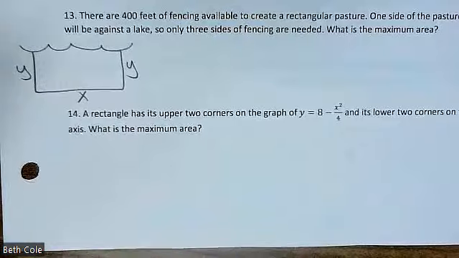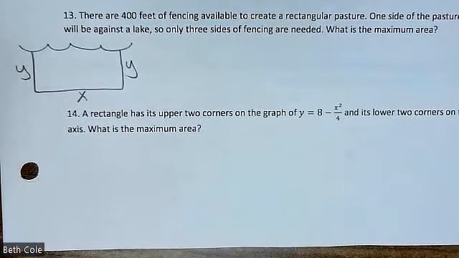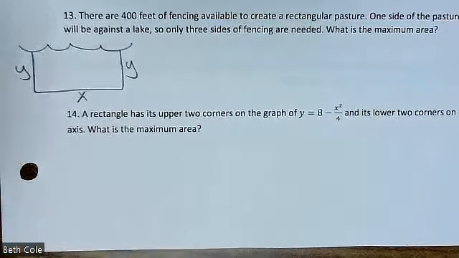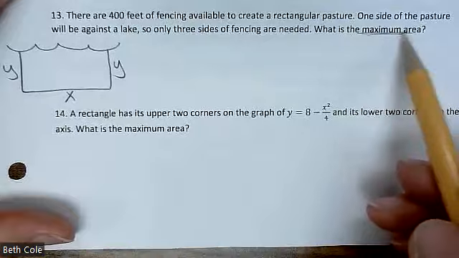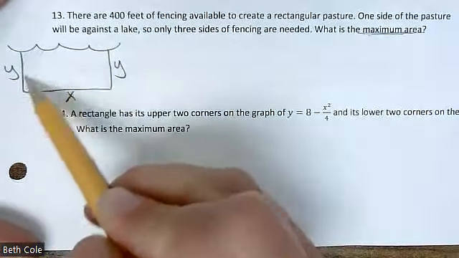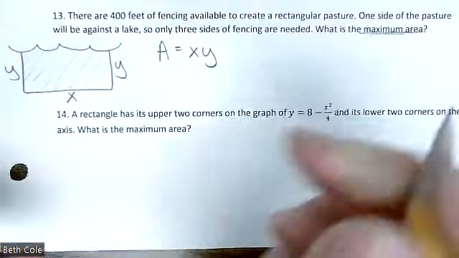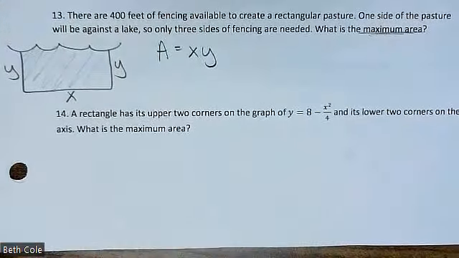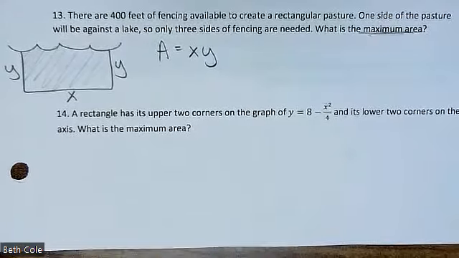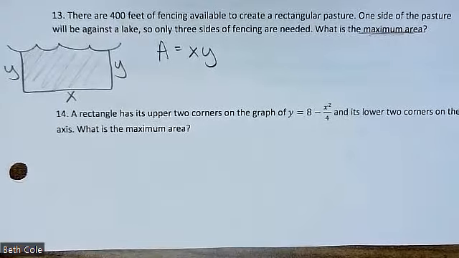Optimization. It's not a new concept. Maximums and minimums. It's just a word problem. You're taking what you know and applying it to a word problem. We need an equation for area because it says we want to maximize the area. So how do you do the area of a rectangle? Good. So area is X times Y. What's the matter with that? Why is that a problem? Two variables. So you go back to the problem. You're like, hey, there's 400 feet of fencing. Can you write me an equation involving that 400?